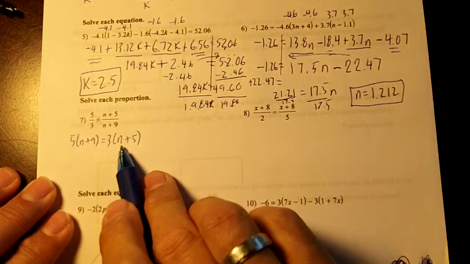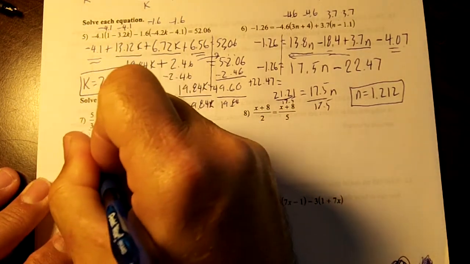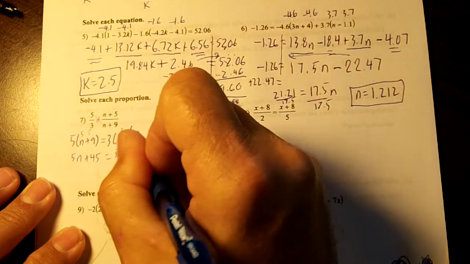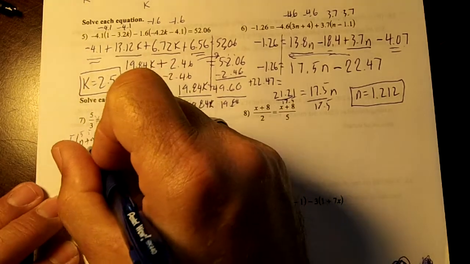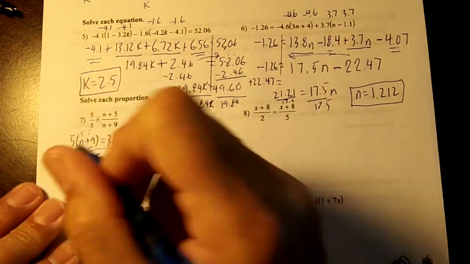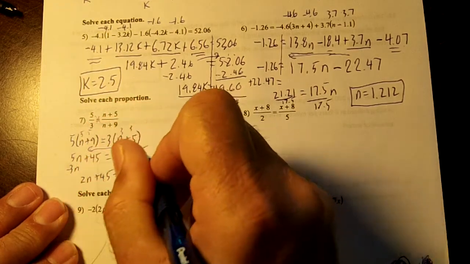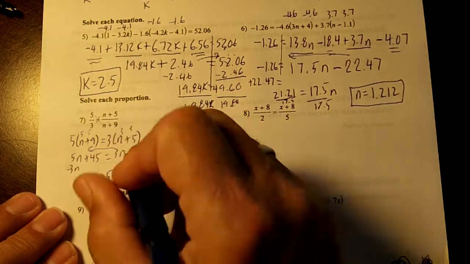Okay, now then I just have a regular equation. I'm going to distribute. So 5n plus 45 equals, distribute the 3n plus 15. Now then the smallest n is 3, so I'm going to move the 3n over. 5n minus 3n is 2n plus 45 equals 15. Then I'm going to move my 15 over and then divide by 2, aren't I?